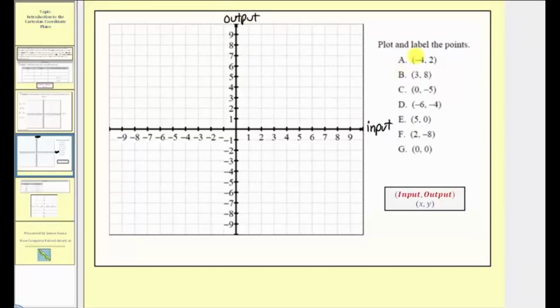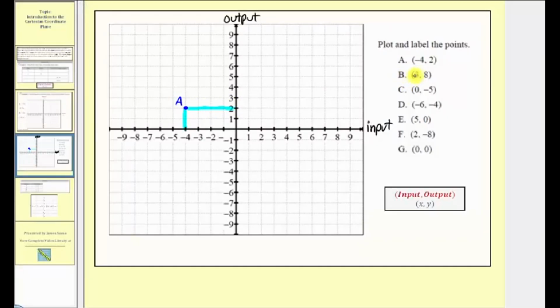So notice that point A has the ordered pair -4, 2, so we have an input of -4 and an output of +2. So to find the location of this point from the origin, because the input is -4, we would go left 4 units to -4 on the horizontal axis, and then because the output is +2, we would go up 2 units to the output of +2. This is the location of point A. Notice how at this location we have an input of -4 and an output of +2.